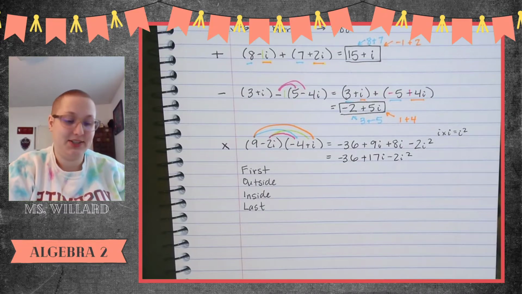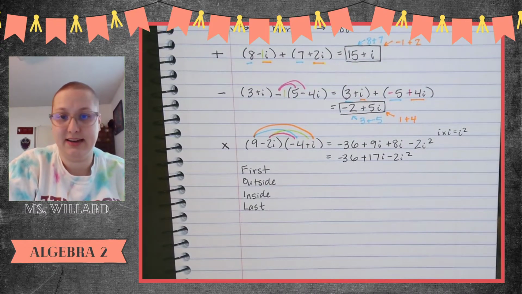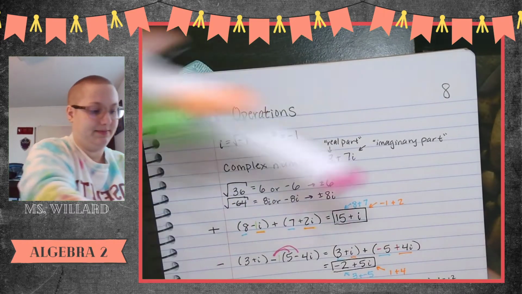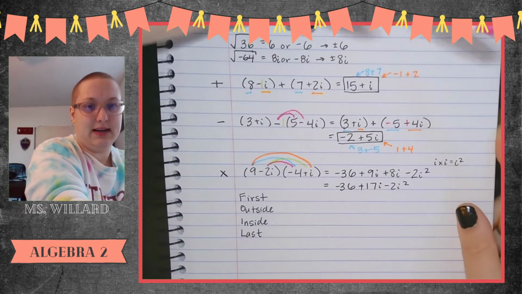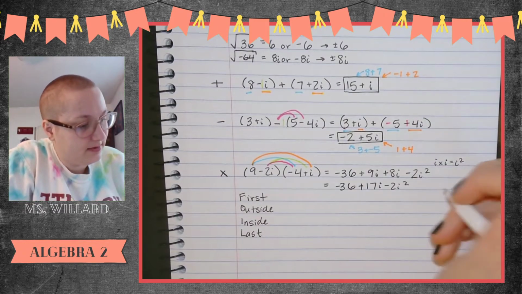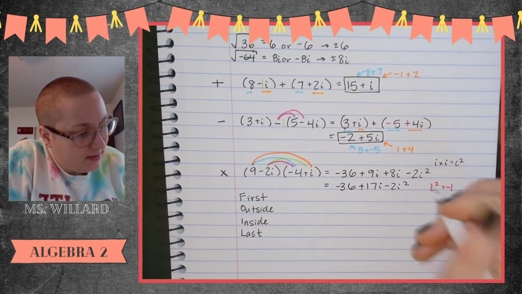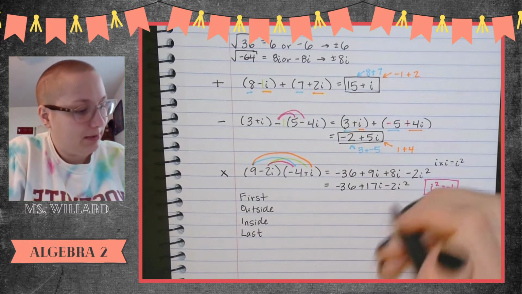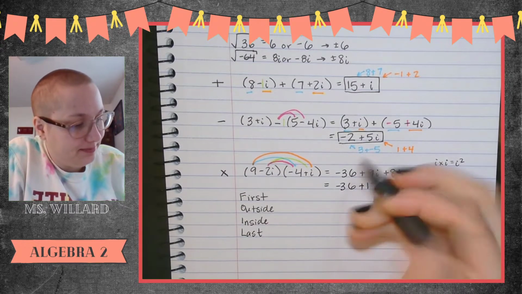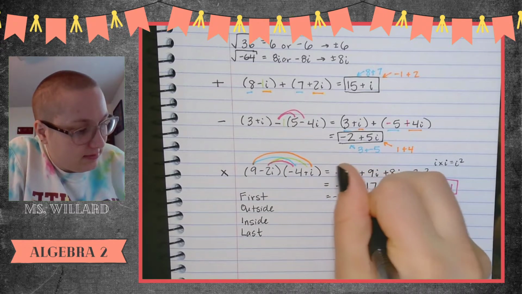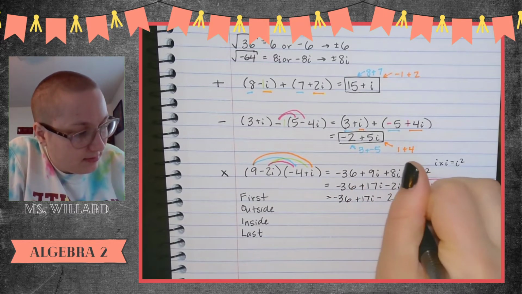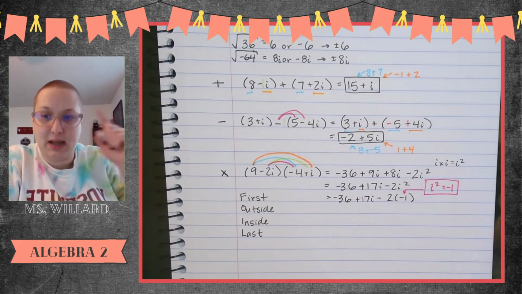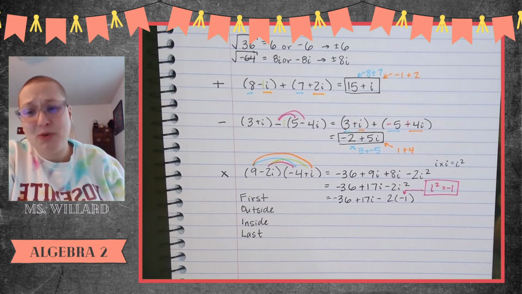Okay, and now here's the thing that I want you to just lock in. I already said it in the beginning. i squared equals negative 1. I put that in a box because I want you to remember it. So what I'm going to do is replace this i squared with a negative 1. So I take my i squared, I replace it with a negative 1. Now it's just a normal number.